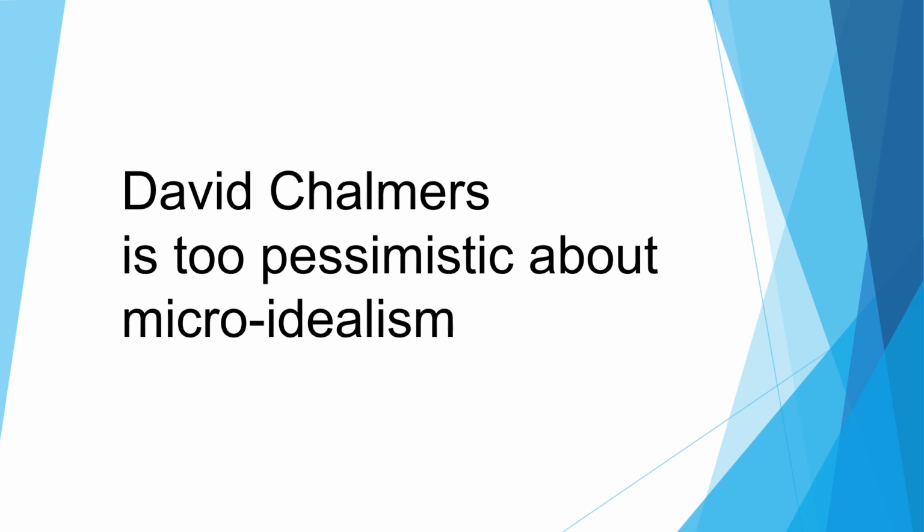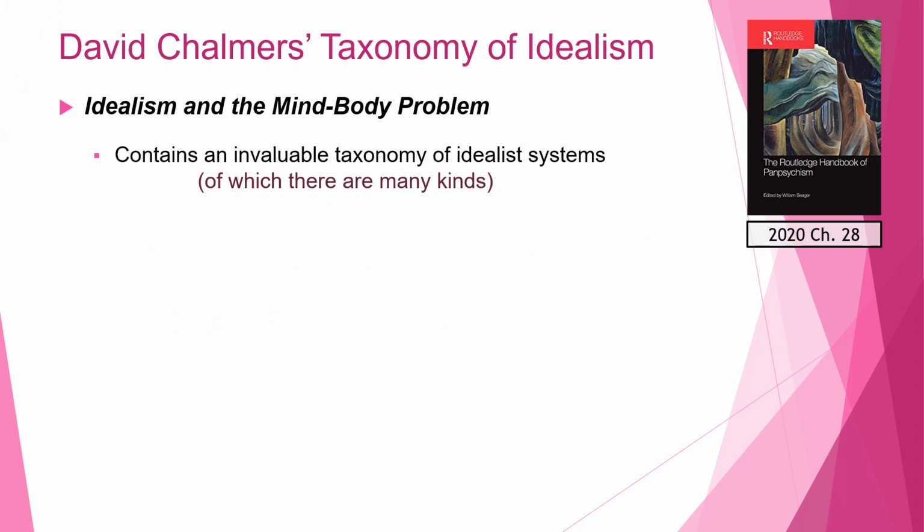This video presents my reasons to believe that David Chalmers is overly pessimistic about the prospects for micro-idealism. He's written an invaluable taxonomy of various theories of idealism in a paper called Idealism and the Mind-Body Problem. This first appeared as Chapter 28 of the 2020 book, The Routledge Handbook of Panpsychism.